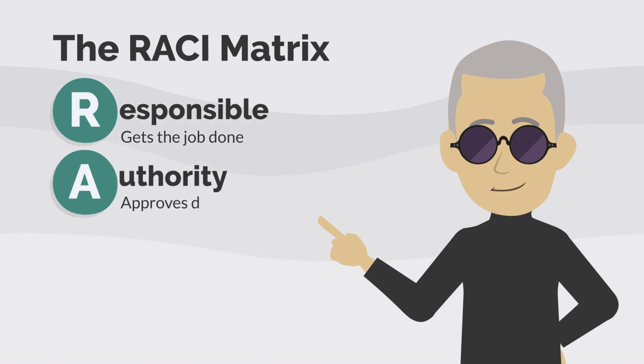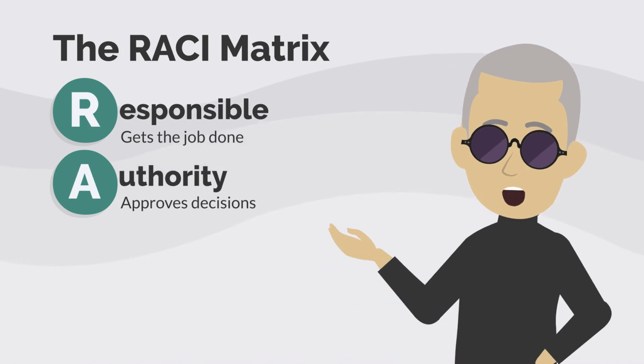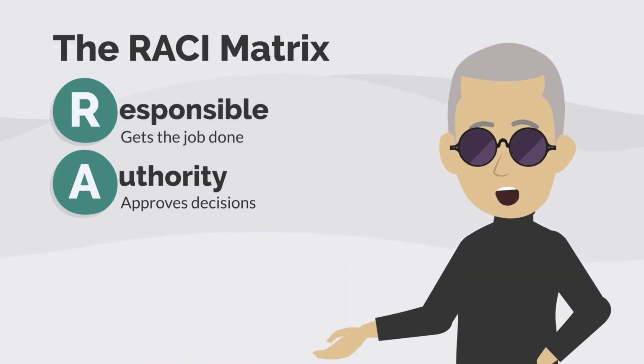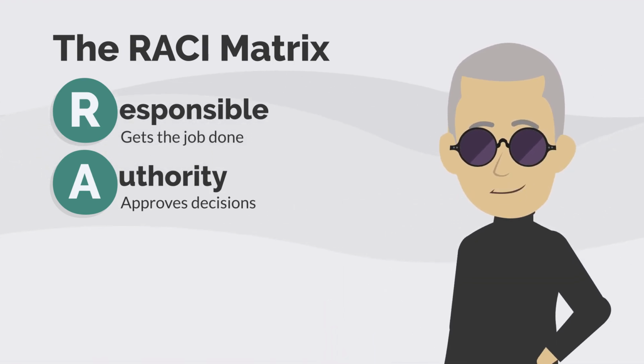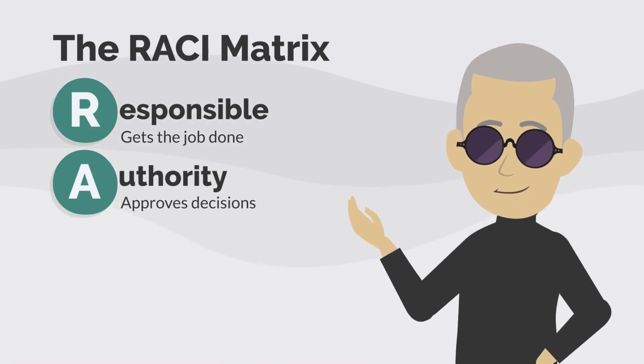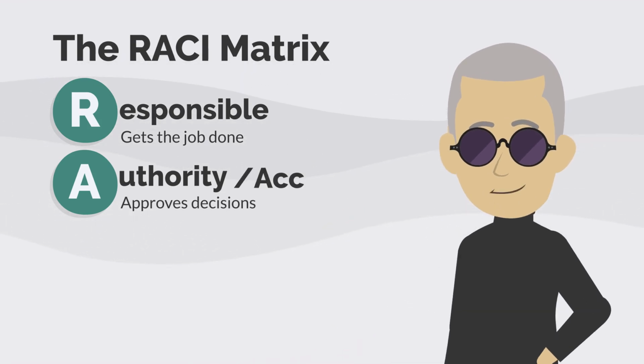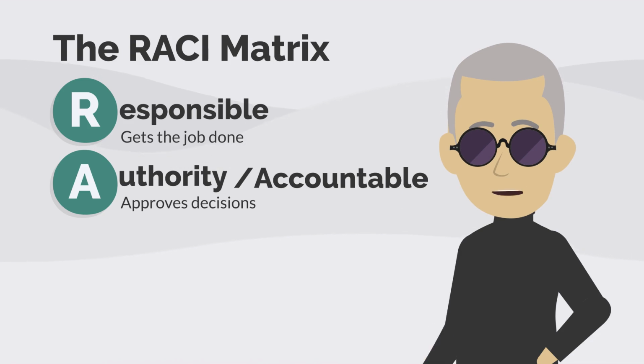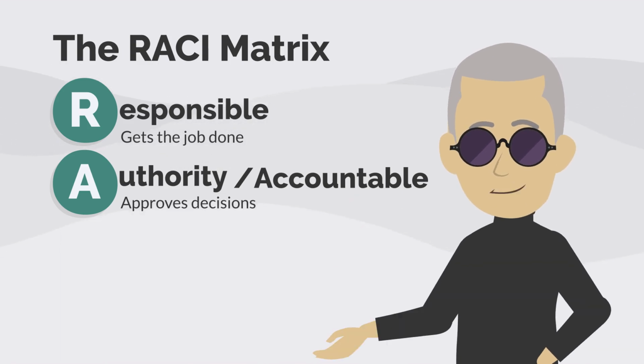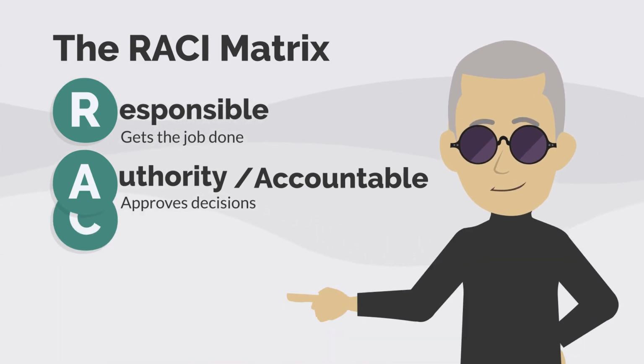Authority, the person with the final say when a decision is needed. It's their neck on the line. They are ultimately accountable for a task and provide approval on whether or not a project can proceed or a budget can be spent. Authority, accountable, or approver. Use whichever term makes most sense for your organization.